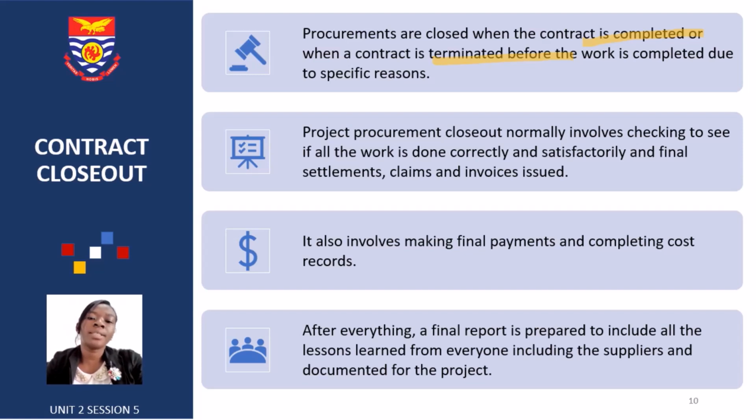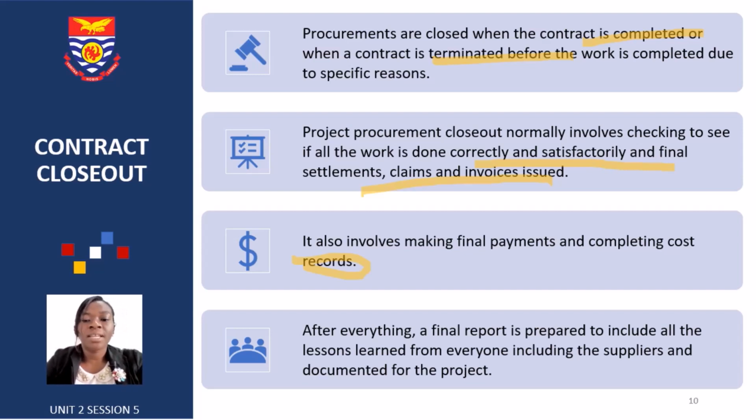So project procurement close out normally involves checking to see if all the work is done correctly and satisfactorily, and the final settlement, claims and invoices issued. It also involves making final payments and completing cost records. This is very, very important. Some projects we work on, at the end of the day, we've made payments, but we've not recorded those payments. These are things you need to be very careful of, and it's not the best thing to do. If you're giving someone some commission or tips or something in Ghana, sometimes that is how it happens, but there should be records of all these dealings as well.